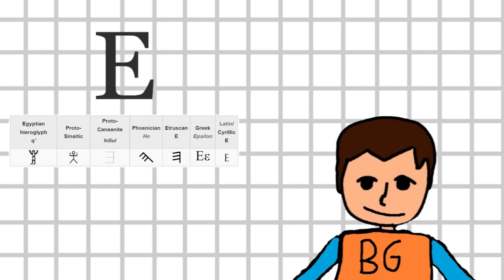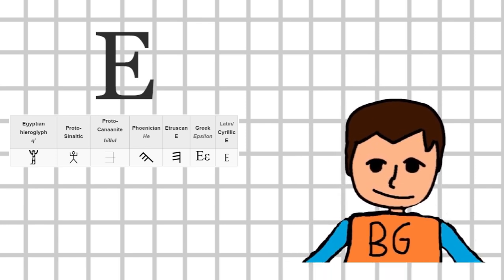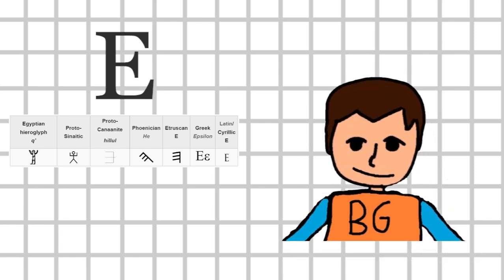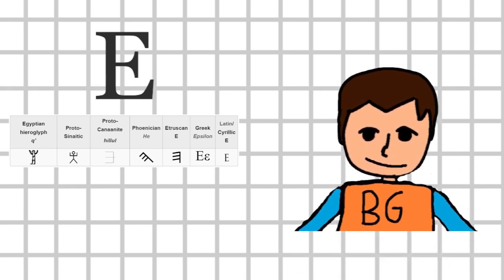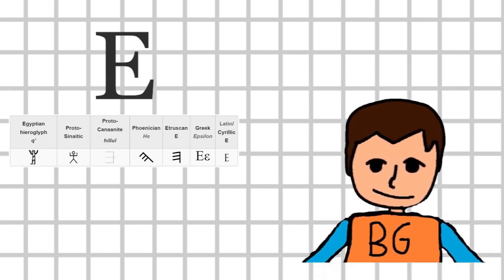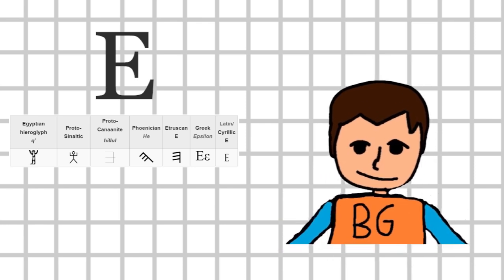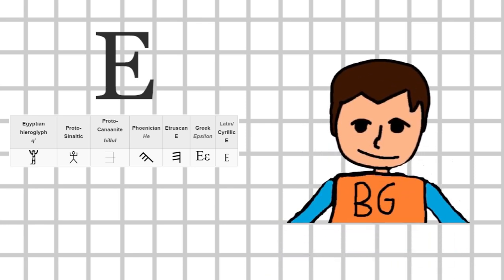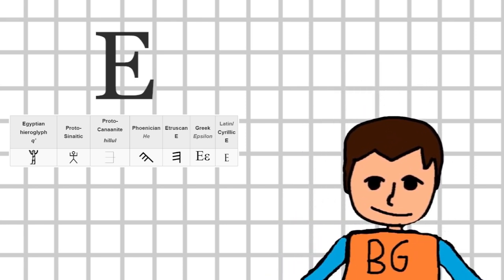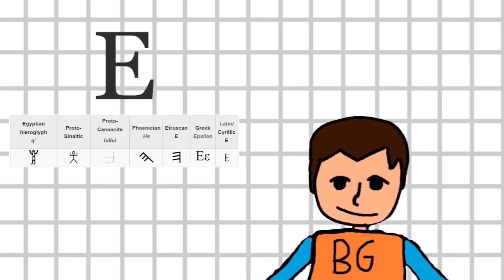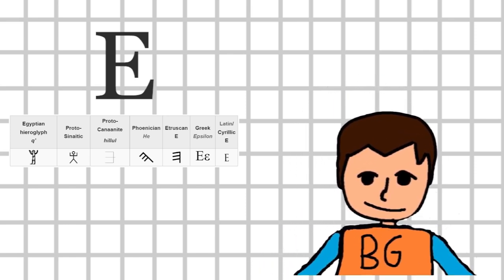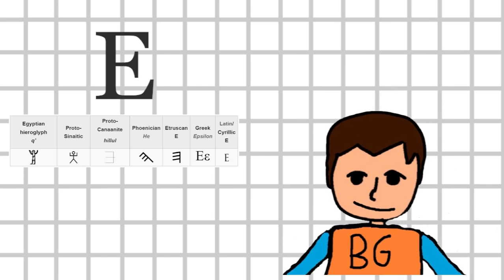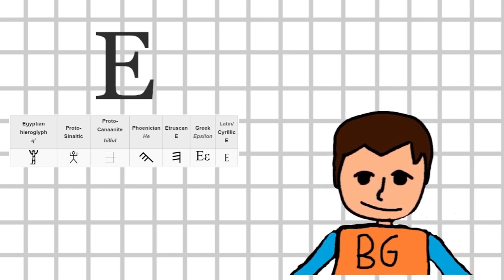Now, let's take a look at a thing that happened here, which you can very clearly see. In the Egyptian hieroglyph, the figure is looking towards the left. In the Proto-Canaanite, Hilul, and in the Phoenician, the E is pointed towards the left. But as soon as we make it to Greek, the Greeks flipped it. Why is that the case, and why did E flip after that?